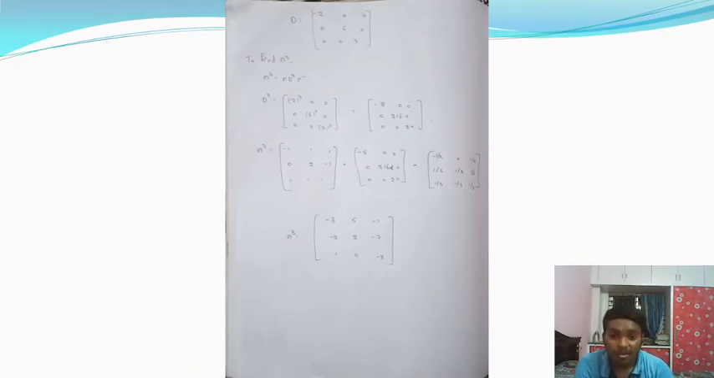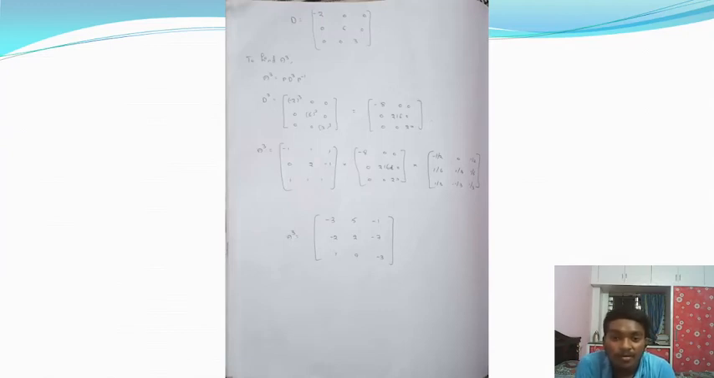To find A cube, we previously discussed the formula A power n equal to P into D power n into P inverse. So A cube equals P into D cube into P inverse. We have calculated D. To calculate D cube, since it is a diagonal matrix, its lower triangular and upper triangular entries are 0, so we can directly cube the values present in the matrix.